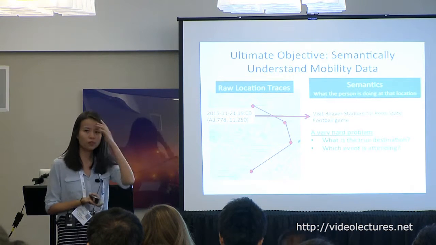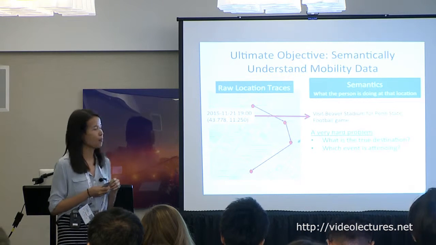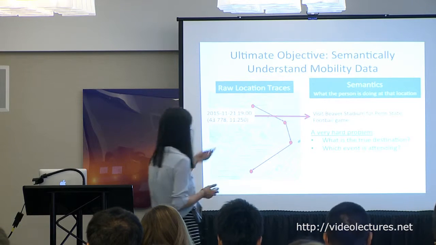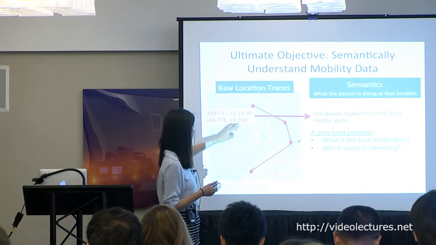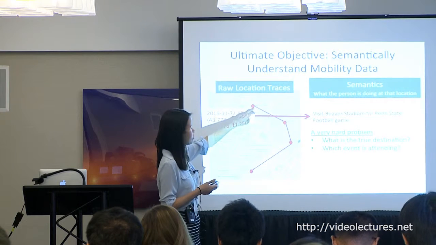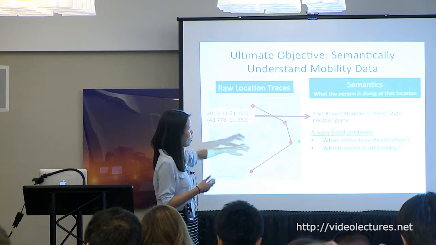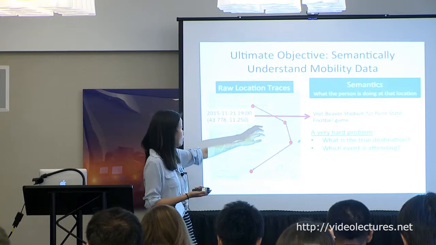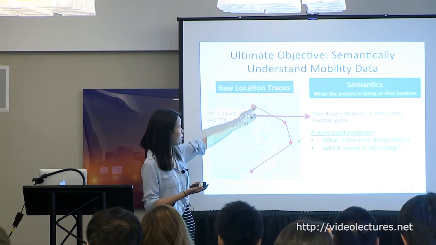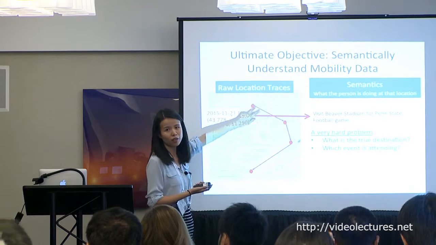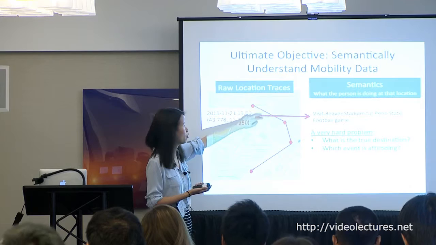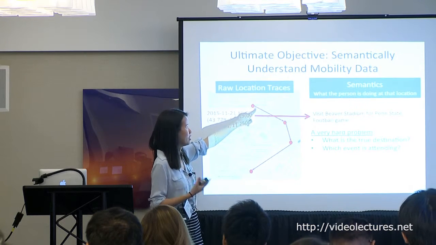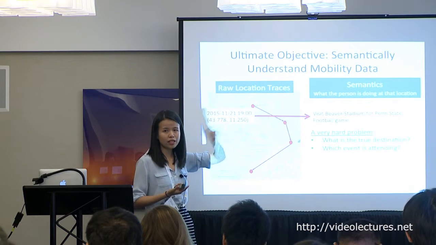One very fundamental question in semantic trajectory data mining is this: I give you raw trajectory traces, saying at this time I'm at this location, and you want to infer the semantics. The ultimate semantics would be, this is Penn State again, I'm at Beaver Stadium. Here is a POI, the Beaver Stadium, point of interest. And I'm actually visiting Beaver Stadium for a Penn State football game. So this has two layers.